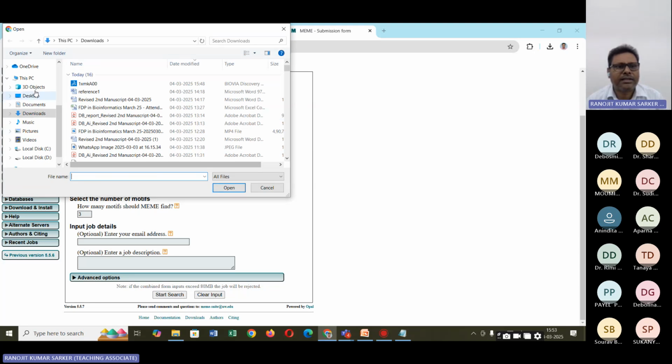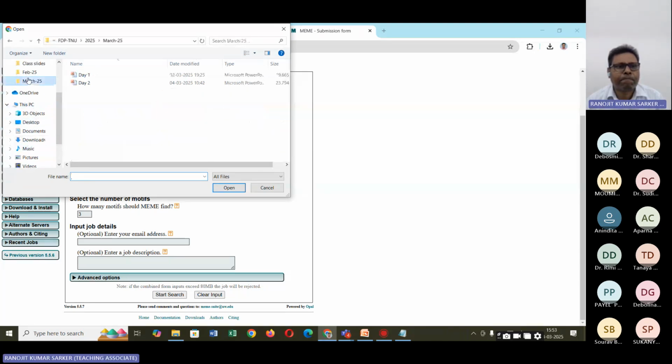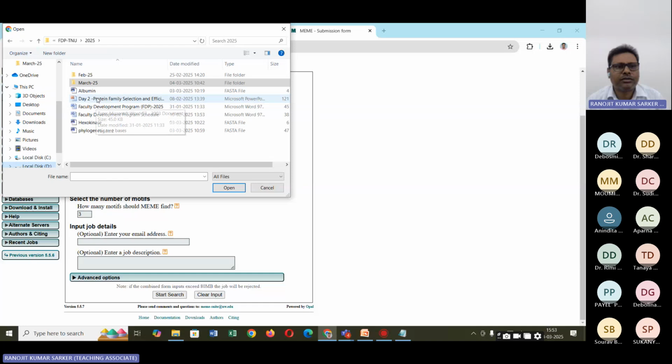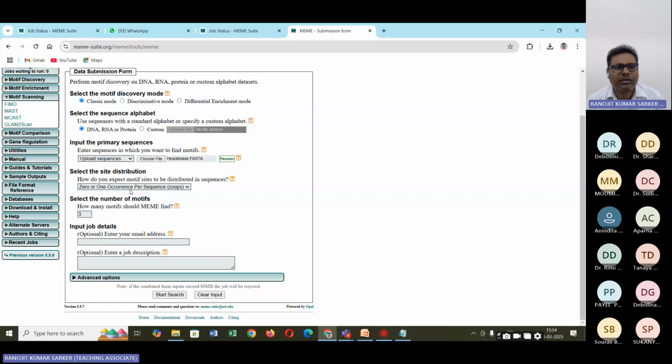I want to search for motifs in, say, hexokinase. I have several hexokinase sequences, five hexokinase sequences. I have downloaded them already to save time, since you know how to get the sequences. Now you see hexokinase dot FASTA. So the FASTA file has been selected.